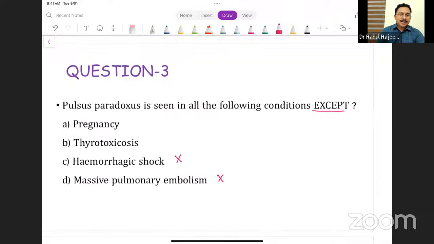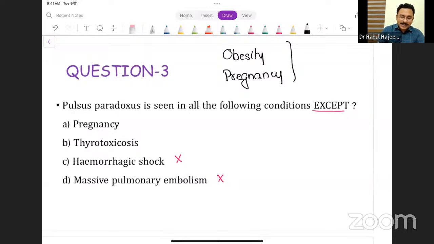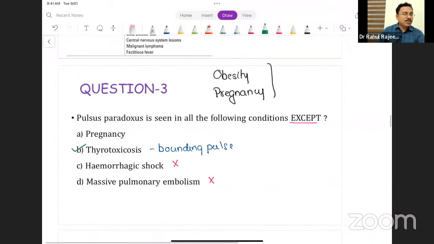Remember, pulsus paradoxus can be pathological and is most often pathological, but sometimes it is associated with obesity, and also sometimes associated with pregnancy, you may get pulsus paradoxus. So in these two conditions, you may get pulsus paradoxus. Whereas in case of thyrotoxicosis, you do not usually get pulsus paradoxus, and all you get is a bounding pulse. You get a bounding pulse, but not a pulsus paradoxus. And hence, the answer for this question is option B, thyrotoxicosis. Okay, right. So let's go to the next question.